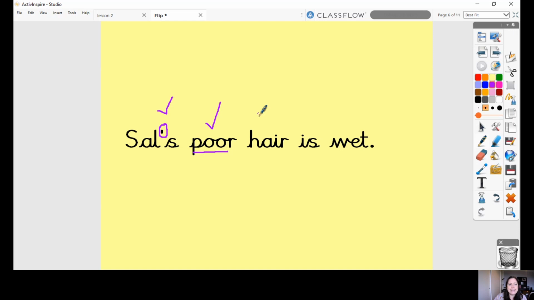Sam's mum is kind. I shouldn't help you. Sam's mum is kind. When you've written that, you need to pause this now. When you've written it, come back.